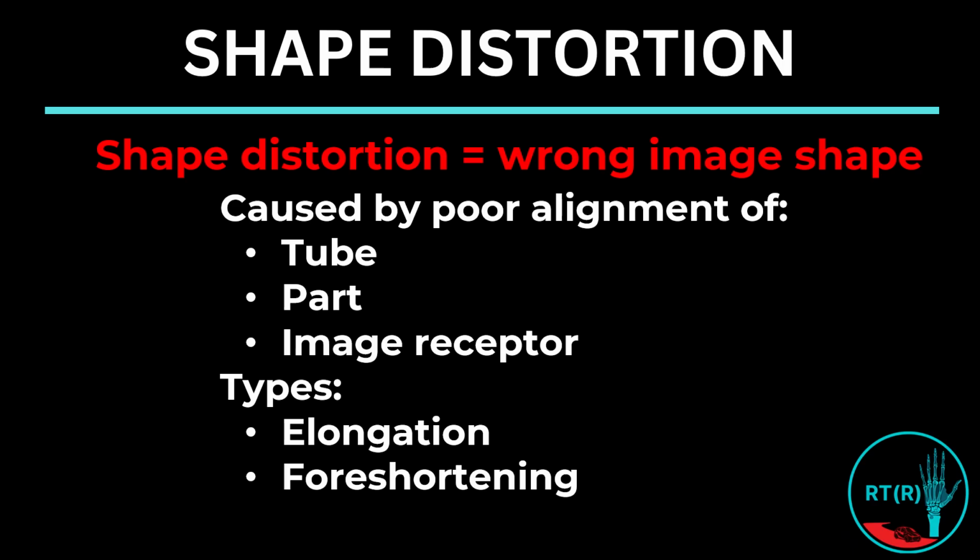Shape distortion equals wrong image shape, caused by poor alignment of the tube, the part, or the image receptor. Types include elongation and foreshortening. Shape distortion is different from size distortion. Here the structure is not just bigger or smaller, it is misshaped. This usually happens when the tube, body part, or detector are not aligned correctly. The two big terms to know are elongation and foreshortening.